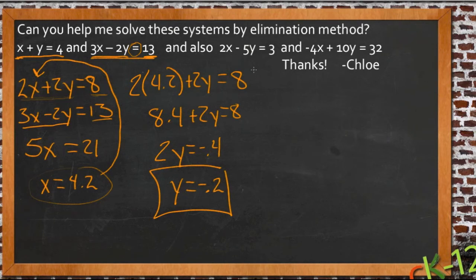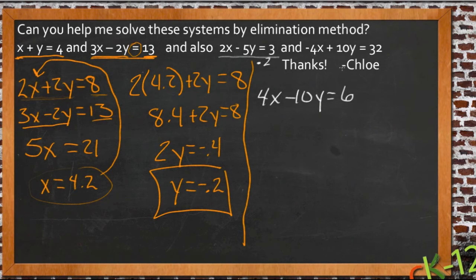Now, for your other system here, Chloe, if we take the information that you're given, 2x minus 5y equals 3 and negative 4x plus 10y equals 32, it looks to me like the easiest way to get these opposite each other would be to take this equation here and just multiply everything by 2. So that would give us 2 times 2x is 4x, 2 times negative 5y is negative 10y, and 2 times 3 is 6.